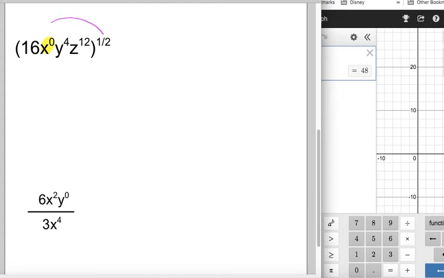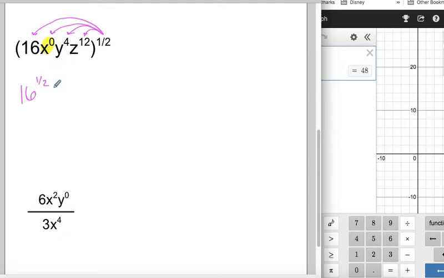So let's see how many pieces we've got. We've got the 16, we've got the x, we've got the y's, and the z's. Remember, when you're doing power to power, you are multiplying. So the coefficient here doesn't currently have a power. It's like having a power of 1. So its new power is going to be the power of 1/2.